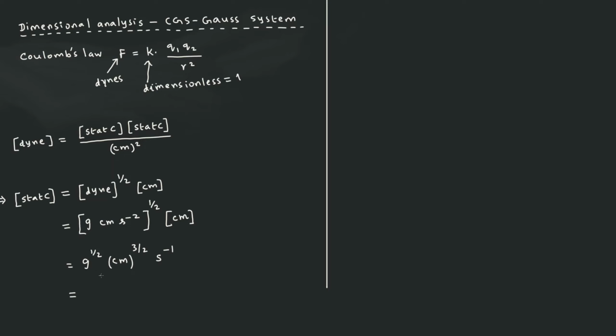means for the dimensions we used to write M for the mass, L for the length, T for time, right? So that is what I mean to say, MLT. If you want to write like this, then this is actually the mass, so we get M to the power half. This is the length, L to the power 3 by 2. And this is the time, T to the power of -1. On the left hand side, you have the dimensions of the stat coulomb.